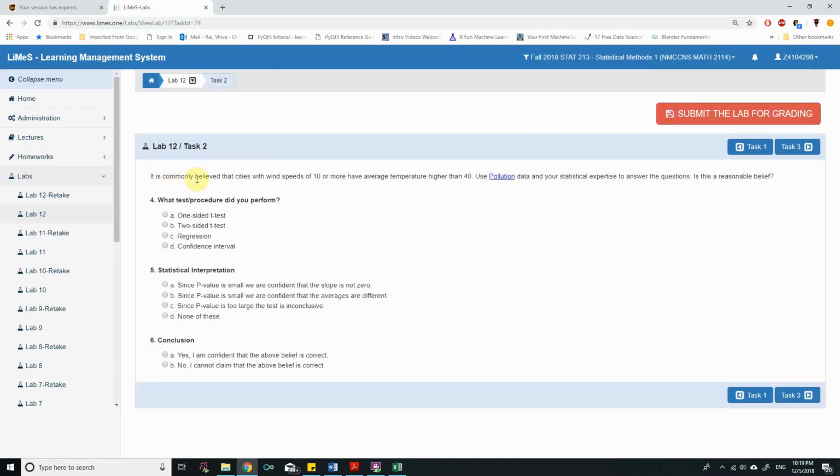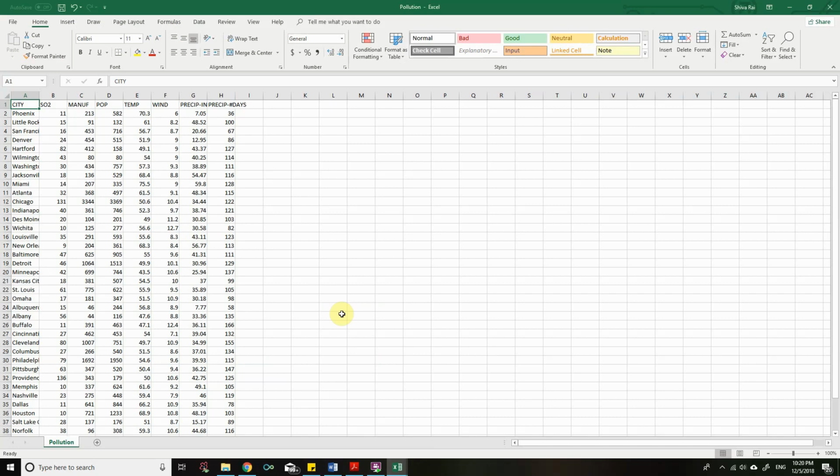It is commonly believed that cities with wind speed 10 or more have average temperature higher than 40. Use pollution data and your statistical expertise to answer the questions. Is this a reasonable belief? So that's the case of confidence interval, since we are comparing the average of a group of data with a fixed number 40. Here I have uploaded the pollution data.